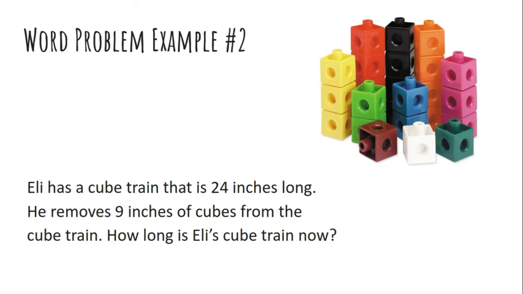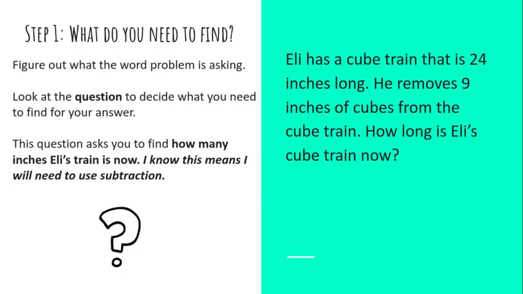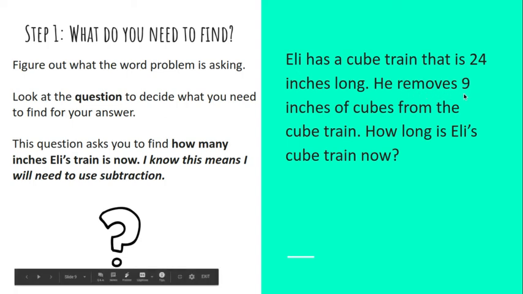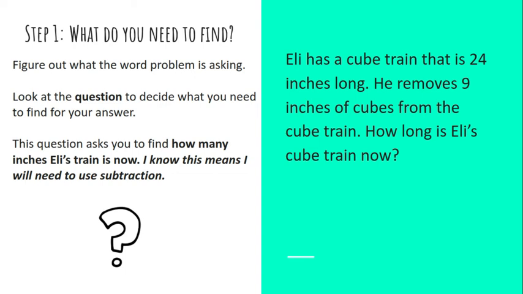Let's look at a second word problem. This word problem says, Eli has a cube train that is 24 inches long. He removes 9 inches of cubes from the cube train. How long is Eli's cube train now? Again, we need to figure out what we need to find by looking at the question. This question asks how many inches Eli's train is now, but if I'm thinking about the story problem, I know that he got rid of something. It says he removes 9 inches. I know that when something is removed, I will need to use subtraction to solve.